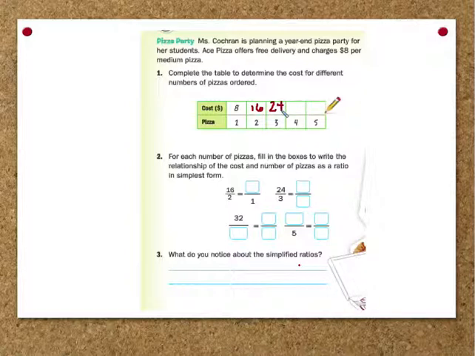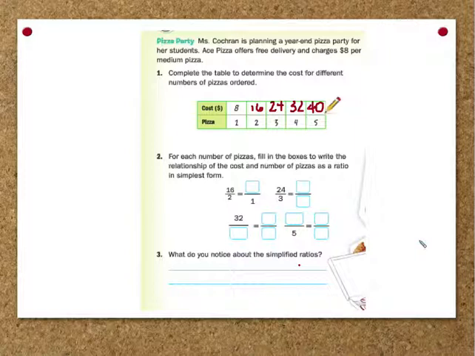And if I order four pizzas, that's going to be $32. And if I order 5 pizzas, that's going to be $40. Please complete the chart. Now, for each number of pizzas, we're going to fill in the boxes to write the relationship of the cost and the number of pizzas as a ratio in simplest form.